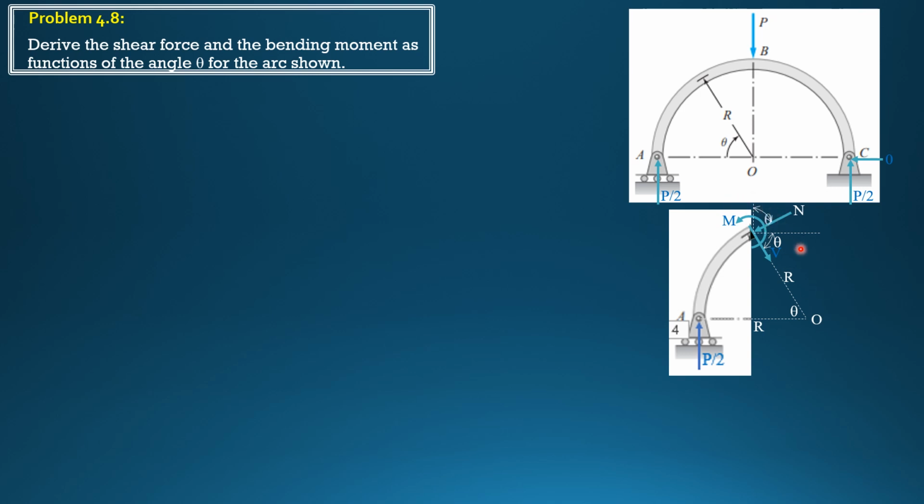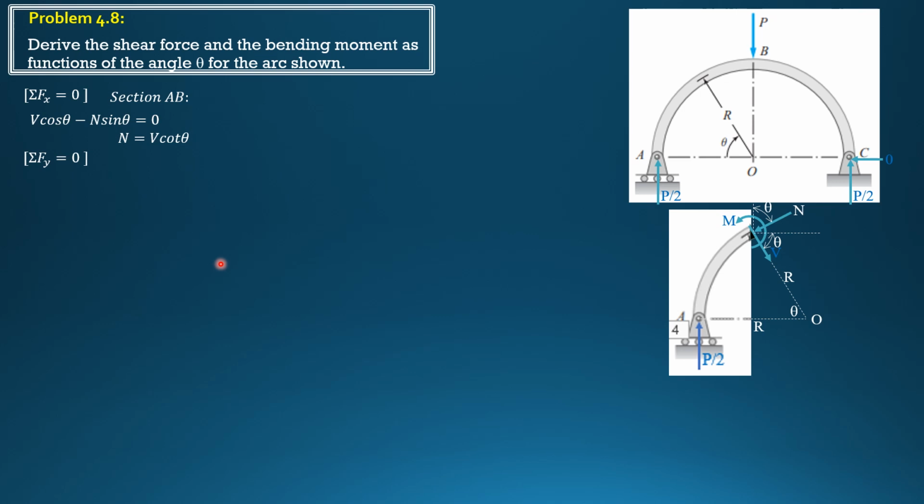So the measure of this angle is also theta. Because this is 90 degrees minus theta. Remember, normal and shear are perpendicular to each other. So this is 90 degrees minus theta. So therefore, this must be theta. So for summation of forces x equals 0, we have V cosine theta, where V is the shear in portion AB, minus N sine theta equals 0. So V cosine theta minus N sine theta equals 0. So the normal force is V cosine theta over sine theta, or V cotangent theta. That's the expression for normal force.